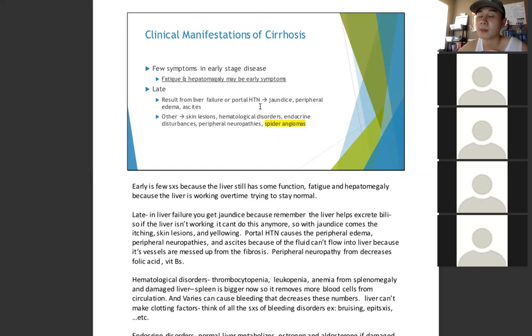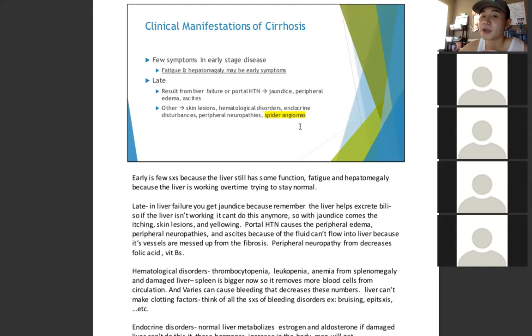This leads to jaundice, peripheral edema, and ascites, liquid in the belly. Others include skin lesion, hematological disorder. Like you remember how the liver plays a role in the clotting factors. So the patient is at risk for bleeding, endocrine disturbances, peripheral neuropathies, and spider angiomas. The reason why I highlighted is because this is one of the hallmarks of liver damage. So whenever we have liver damage, spider angiomas often come up on the skin. It's like a spider red web on the patient's skin that we can see.